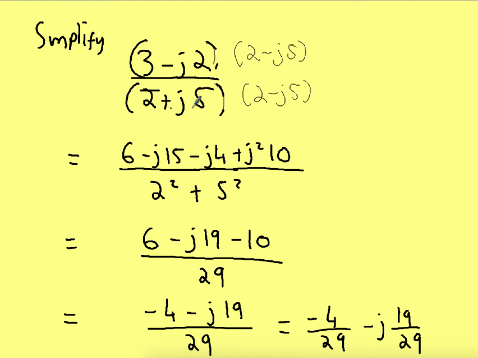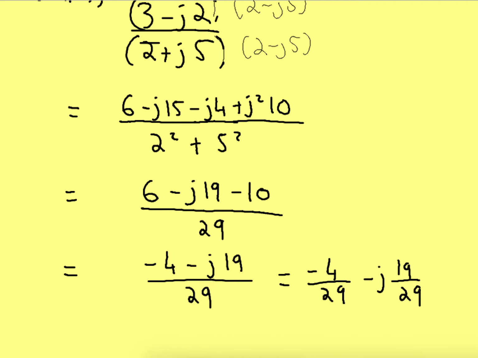The bottom bit is a complex number multiplied by its complex conjugate, so it's just the first squared plus the second squared. And that's always a plus in there, by the way, it's never a takeaway. Doesn't matter if that number in there is negative, it's just all the way around. Right, then you simplify the top bit by putting in -1 for j squared, and you split your fraction and you get -4 over 29 take away j19 over 29.